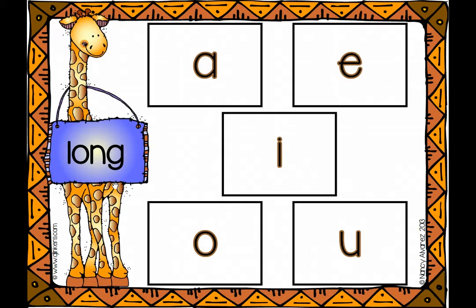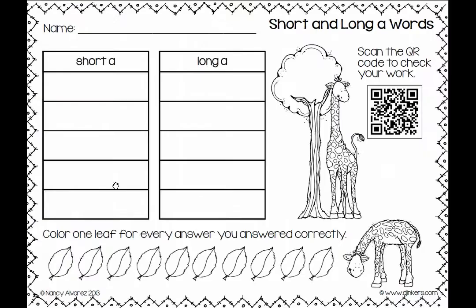But if you just want to work with one vowel at a time, I've created these answer recording sheets. And this one's just for the A vowel words, for the short ones and the long ones. And you give them all the cards, or you choose how many you want to give them and have them sort them out and write the answers. And then there's this QR code here that they can scan to check their work. And then they can color in a leaf for everyone they answered correctly. And I made one for the A vowel, E, I, O, and U.